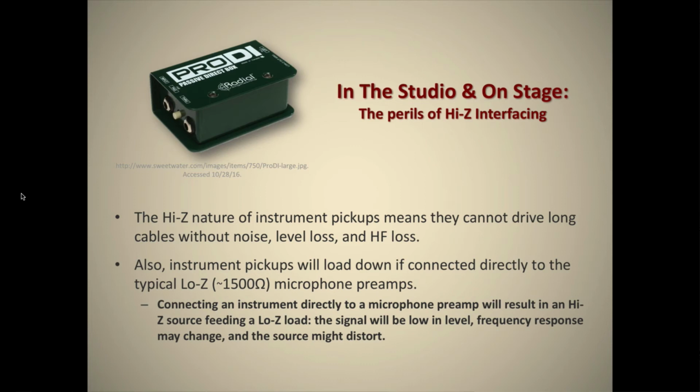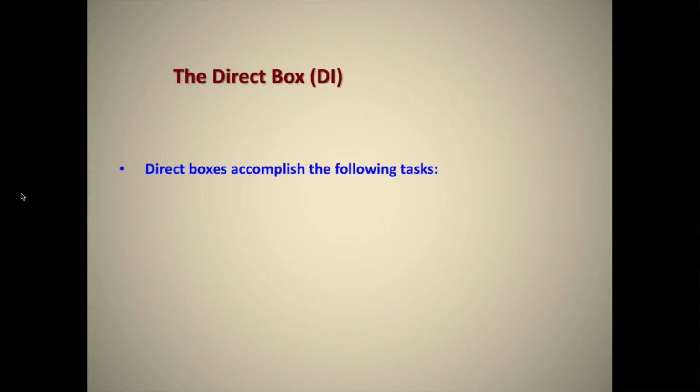Also, their output impedance is 5,000 ohms and up, and you're going to plug them into a mic preamp, which has a source impedance of 1,500 ohms. You're going to plug 5K into 1,500 ohms. And what's that ratio? 3 to 1? That's definitely high Z to low Z, which is bad, bad, bad. So this is what the direct box is for.